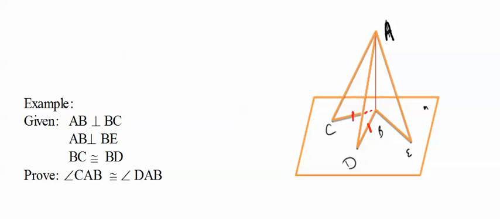We know that AB is perpendicular to BC and AB is perpendicular to BE, but we haven't established that it is perpendicular to BD. So to do that, we can say that the line AB is perpendicular to the plane because it's already perpendicular to two of the lines. And then once it's perpendicular to the plane itself, we can say it's perpendicular to any line that passes through.